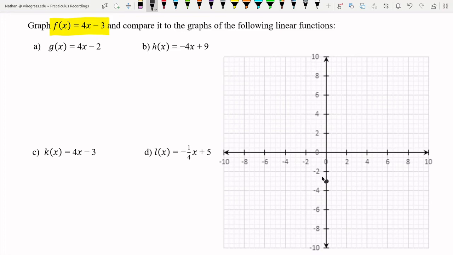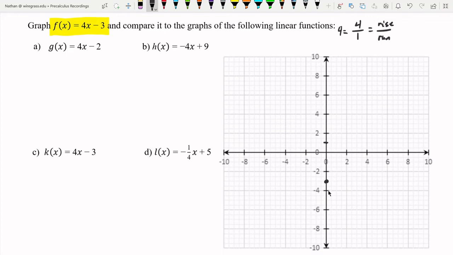And then from this point, we're going to use the slope. The slope is 4. Slope is the same thing as 4 over 1, which we know is rise over run. The rise of 4 units means we're going to go up 4 units. So from this point, we're going to go 1, 2, 3, 4 to this point here.